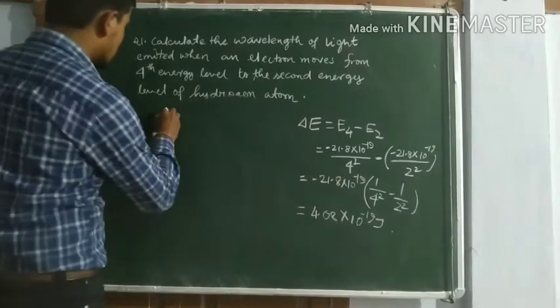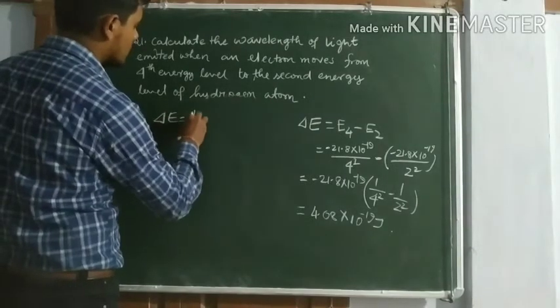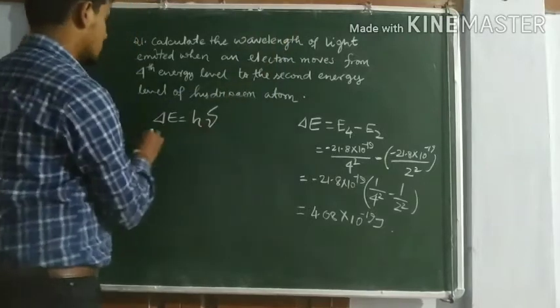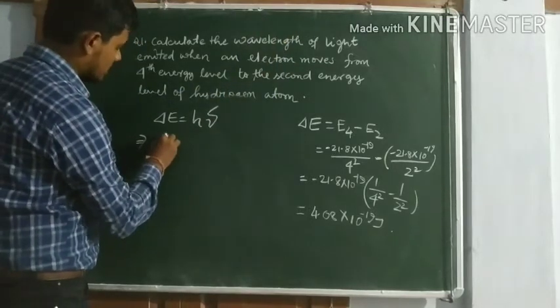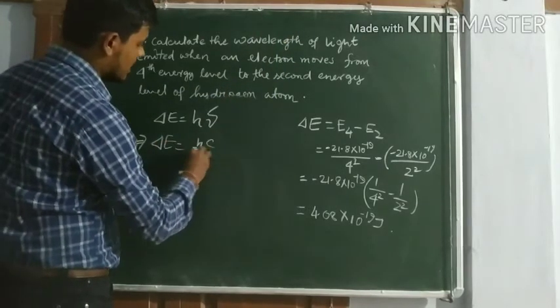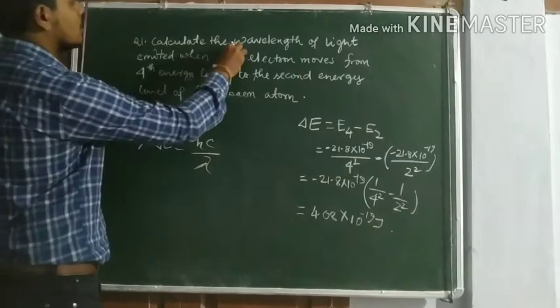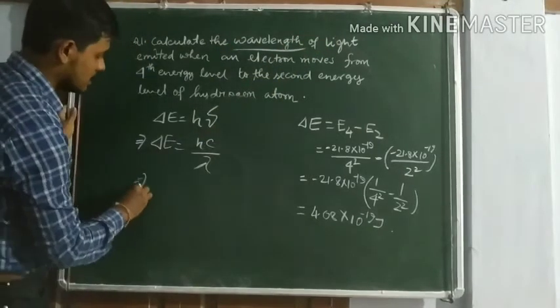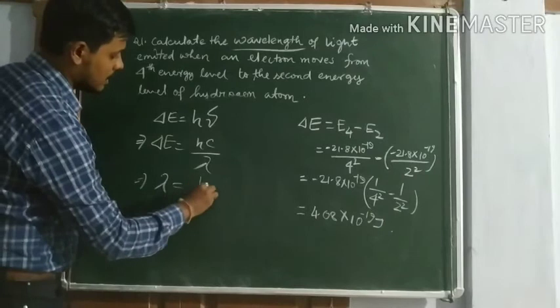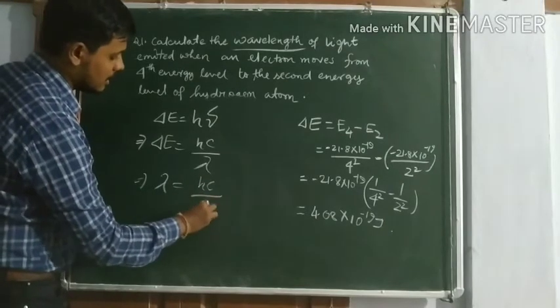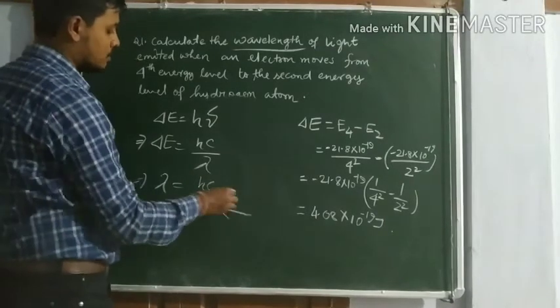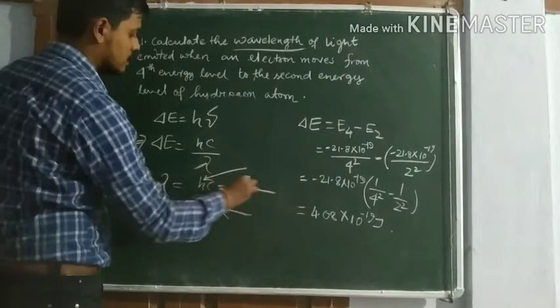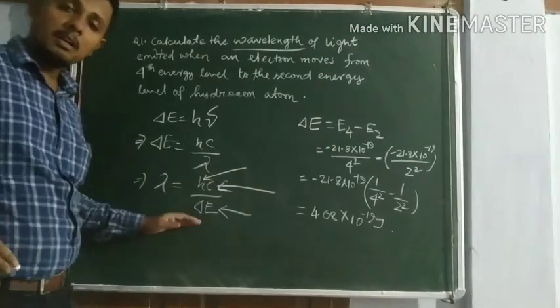So this delta E is equal to h nu, and delta E equals hc by lambda, and you are asked to find out the wavelength, and that means lambda equals hc by delta E. So delta E you have, h you have, c you have. Please find the wavelength.